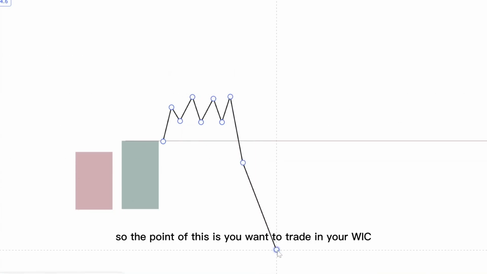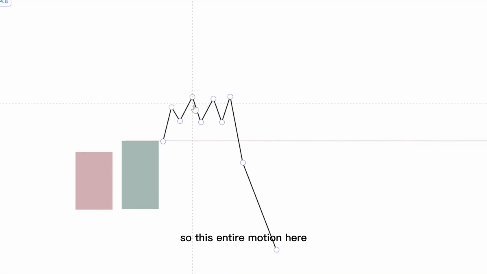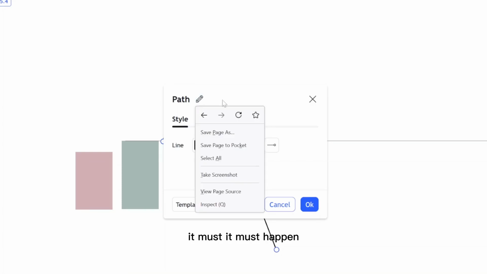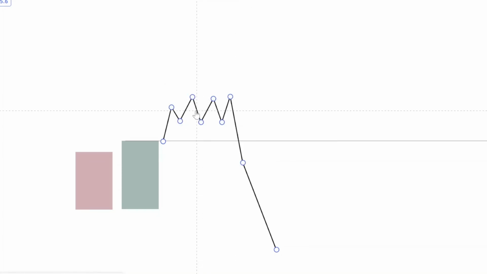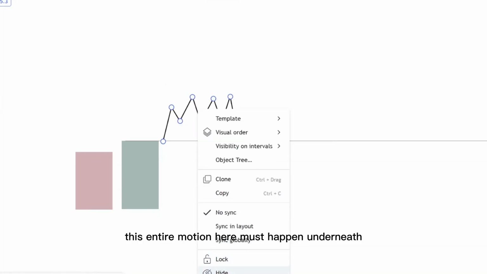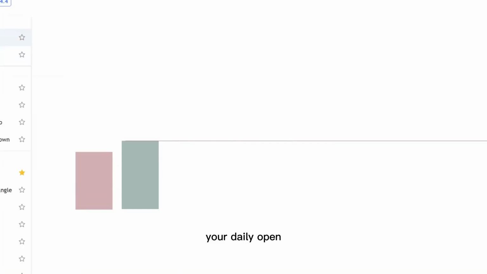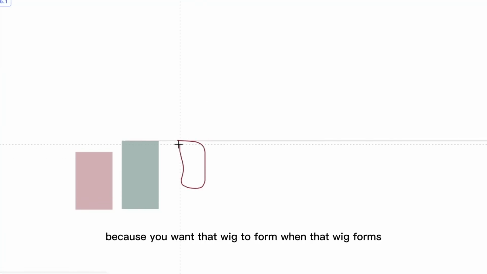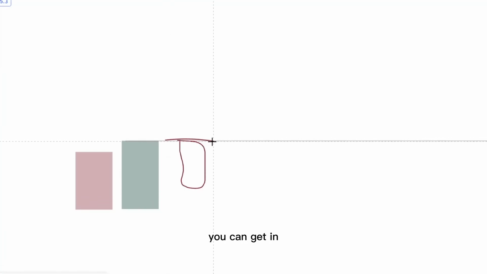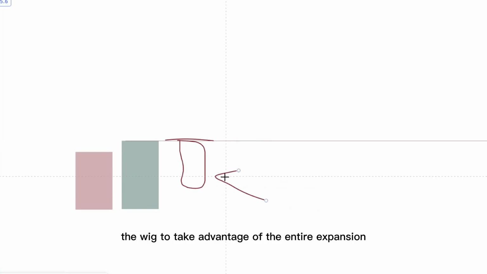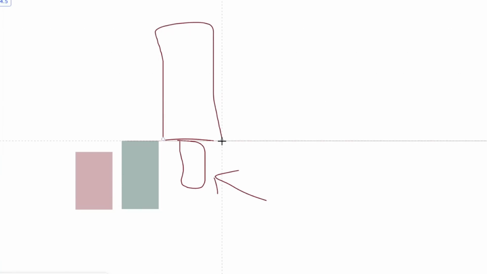So the point of this is you want to trade in your wick. This entire motion here must happen underneath your daily open. And why underneath? Because you want that wick to form. When that wick forms, you can get in the wick to take advantage of the entire expansion.